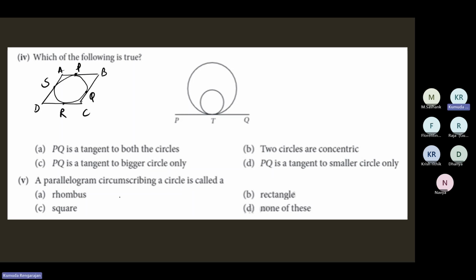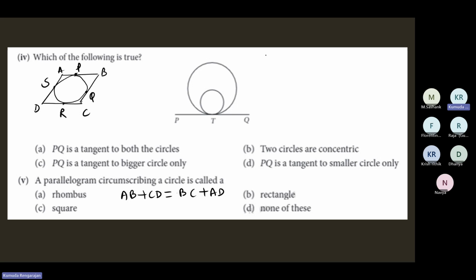So see here, we know this result, that the sum of the opposite sides are equal. AB plus CD is equal to BC plus AD. We know this. If a quadrilateral circumscribes a circle, the sum of the opposite sides are equal. AB plus CD is equal to BC plus AD.